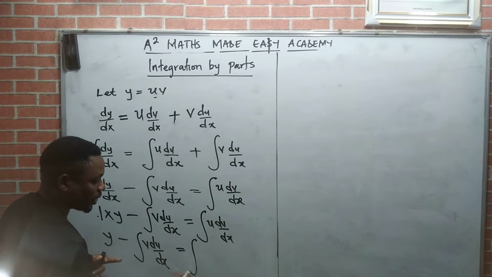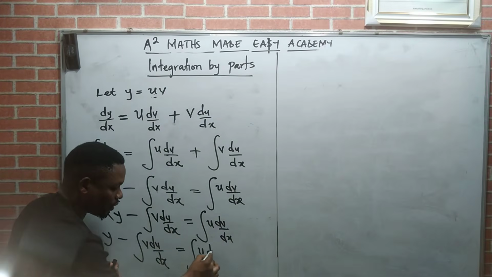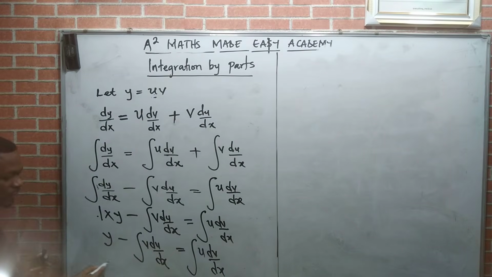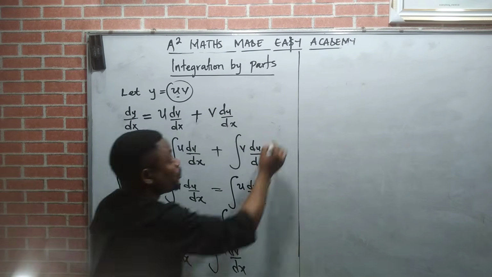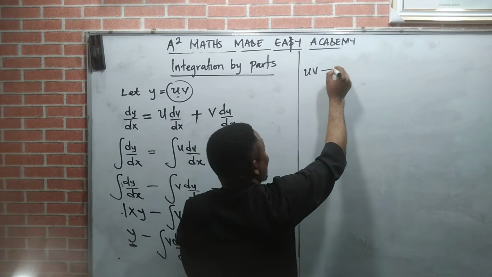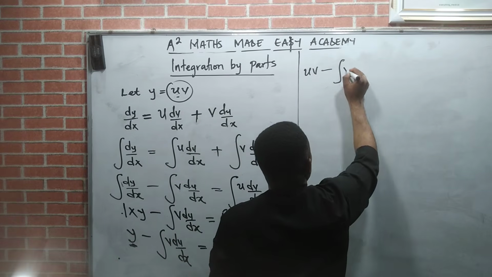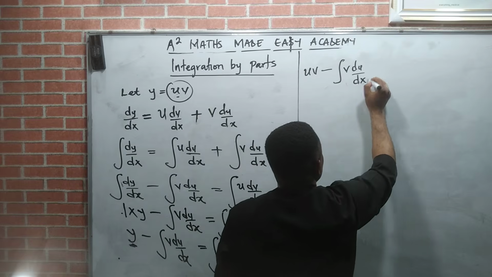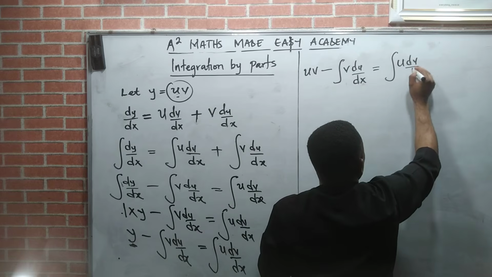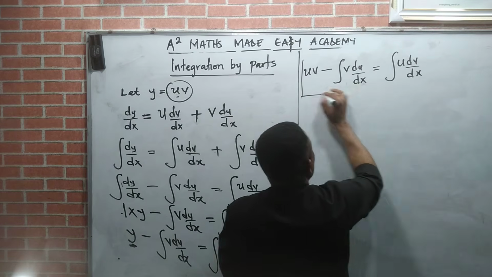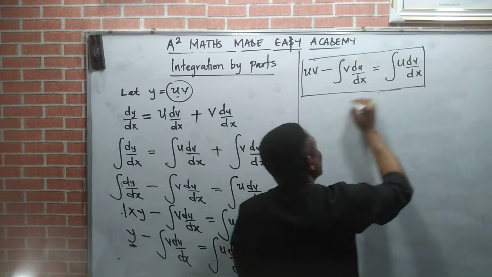Then it's now equal to integral of u dv/dx. So this is the general formula for integration by parts. But don't forget that we know what is exactly y. Talk to me, what is the value of y? The value of y is uv. I will now remove this y and put uv then minus integral of v du/dx is now equal to integral of u dv/dx. This is the general formula for integration by parts. Are you with me now?